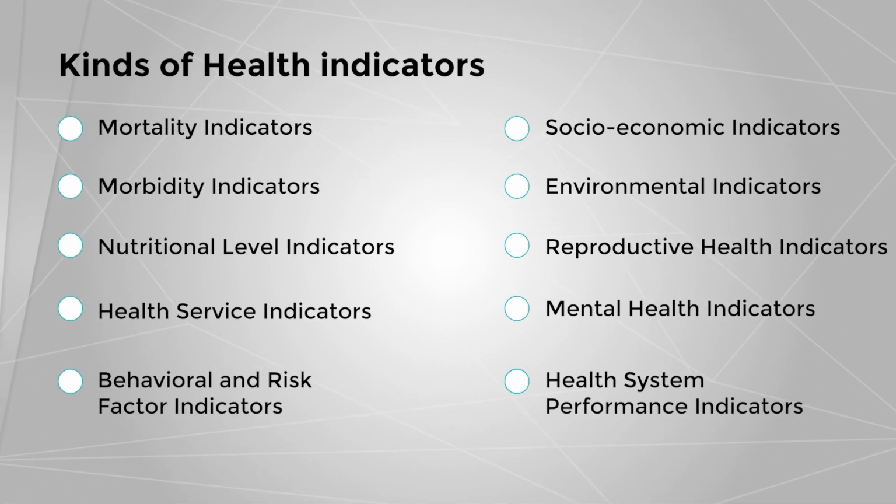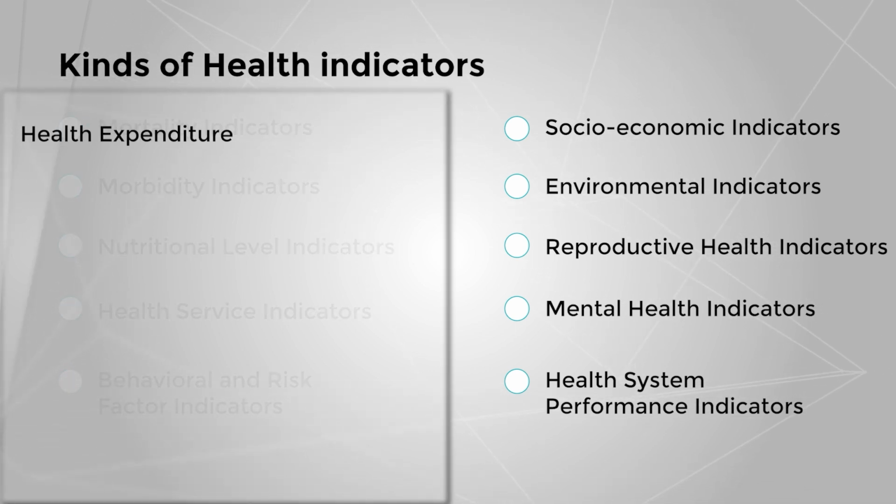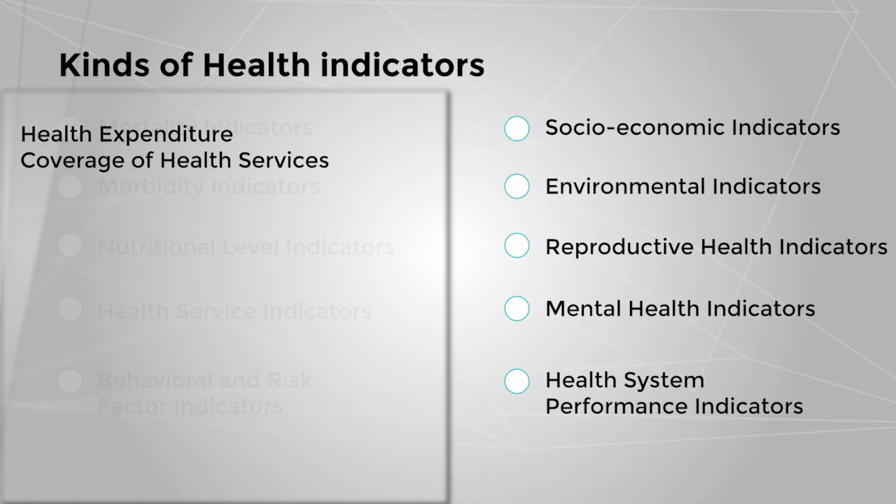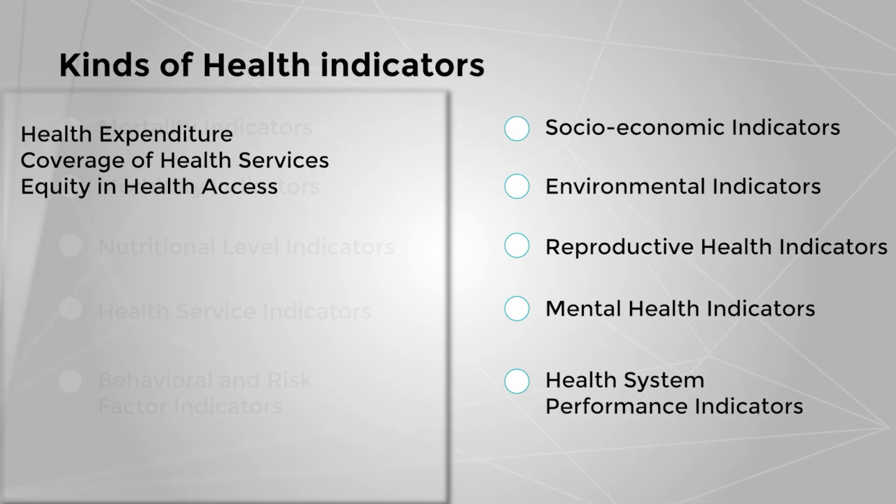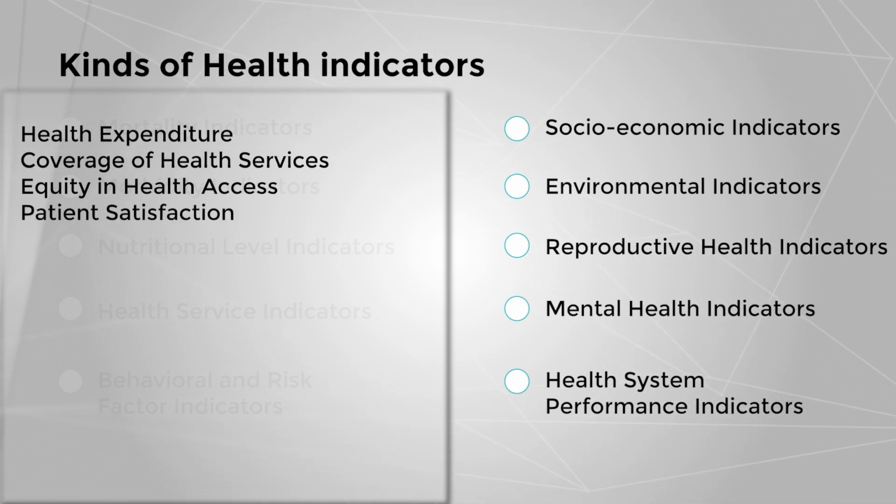Health system performance indicators. These indicators measure the efficiency, effectiveness and equity of health systems. For example, health expenditure, that is the total health expenditure as percentage of GDP. The coverage of health services is very important, that is the proportion of people covered under essential health services across the country. Equity in health access. Availability of health is a different matter. A health service may be available but not accessible. It is important to understand the accessibility of these health services among different population groups. Patient satisfaction, that is percentage of patients satisfied with the health services received.